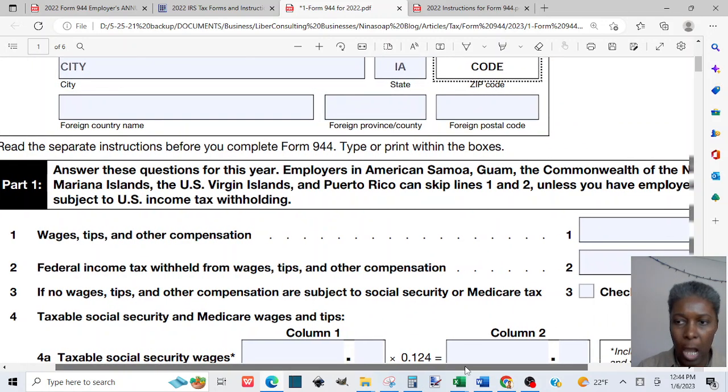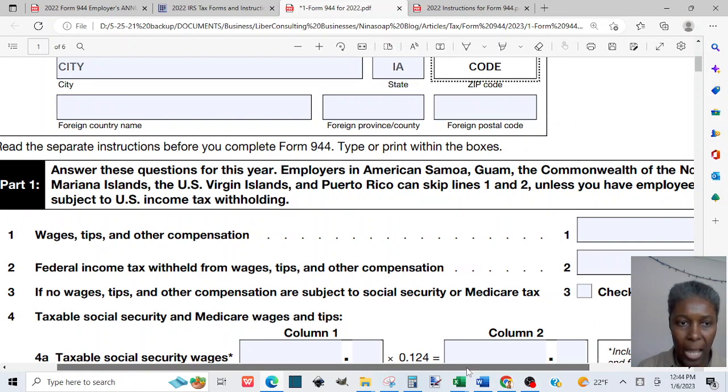So part 1, how to fill out Form 944, part 1. Line 1, wages, tips, and other compensation. It is the total of all salaries, wages, tips, and compensation that you pay to your employees and business officers. So if you are an LLC taxed as an S Corp, working in your own business, you are an officer. So the salary that you collected from your business, the total for the year 2022, will go on line 1.